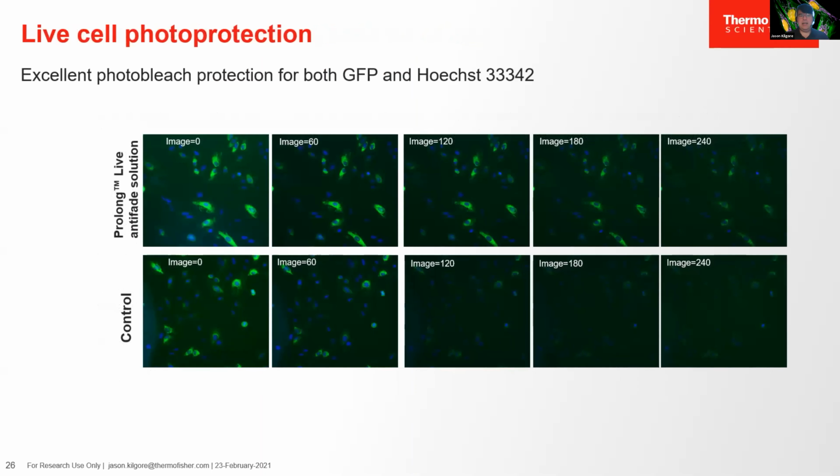Here's what it looks like, right? So in the bottom, there's no live cell anti-fade, fairly low magnification of some cells labeled with GFP and Hoechst. Hoechst is a blue nucleic acid stain. And you can see that by the 60th or 100th image, even at this very low magnification, you've lost most of your signal. Adding the ProLong Live allows a whopping 240 images that you can take before you start losing it to a significant degree.